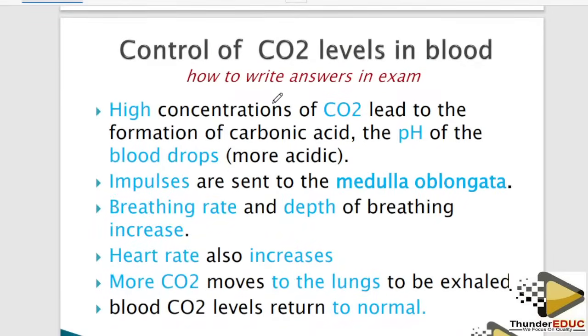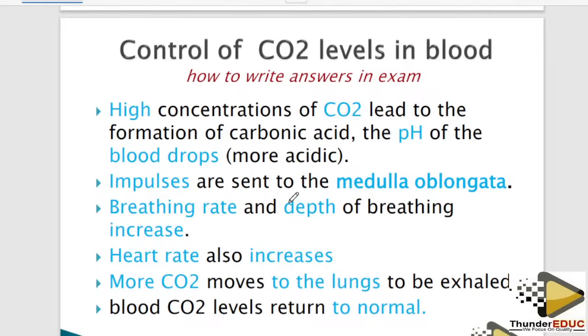Yeah, so basically this is an explanation in words of what I've explained. How to write in exam: high concentration of carbon dioxide leads to formation of carbonic acid. The pH of the blood drops, meaning that it is more acidic.